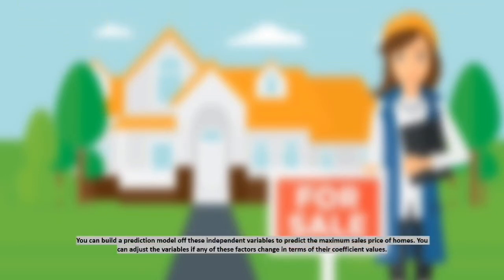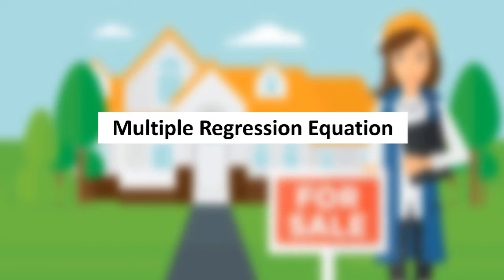You can build a prediction model of these independent variables to predict the maximum sales price of homes. You can adjust the variables if any of these factors change in terms of their coefficient values. How? You can use a multiple regression equation.